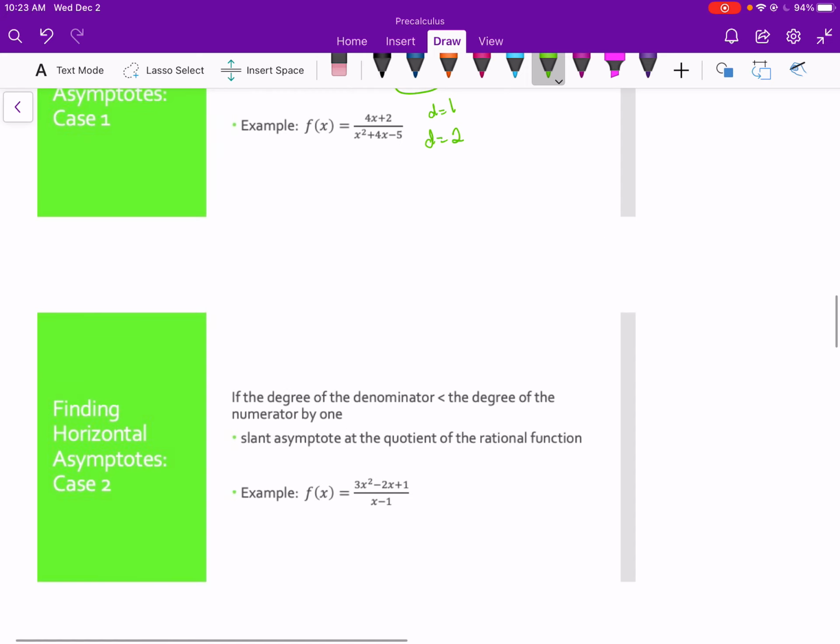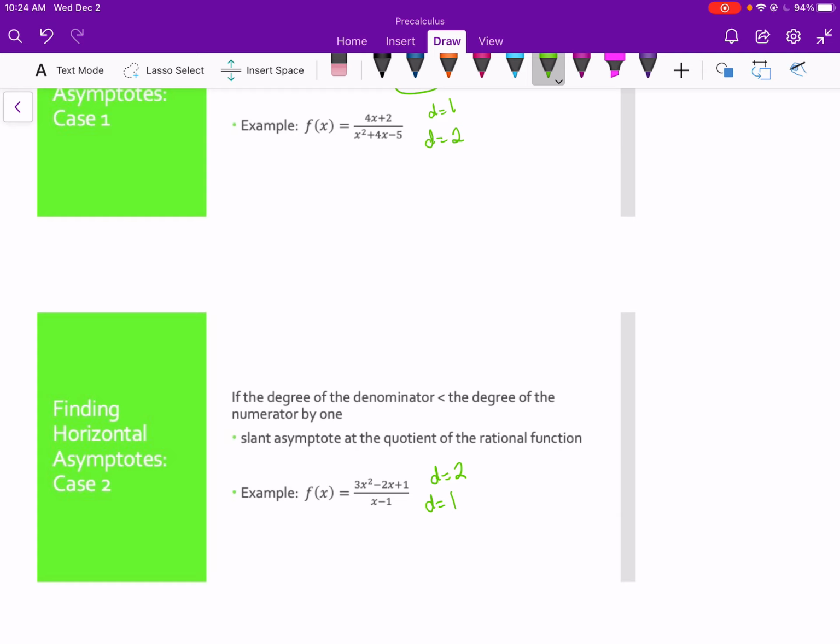Case 2 is if the degree of the denominator is smaller than the degree of the numerator by 1. So if we look here, the degree of the top is 2. The degree of the bottom is 1. The top is greater by 1. So we have now what's called a slant asymptote. So it's not going to be completely horizontal, it's going to be slanted. So it's the quotient of the rational function.